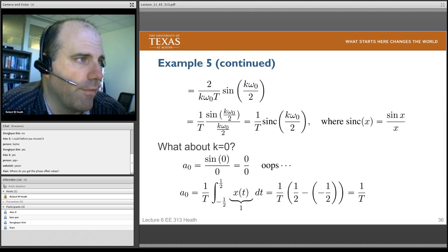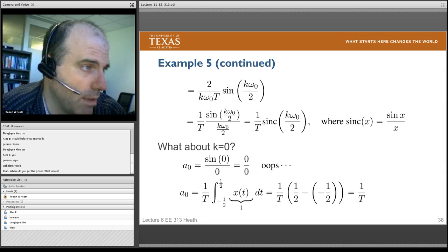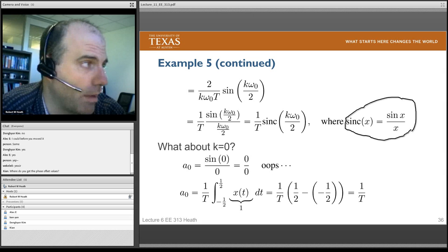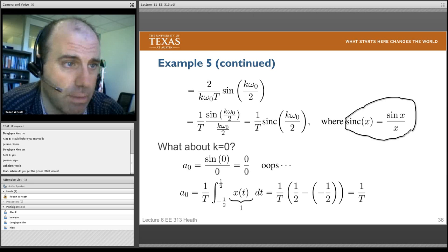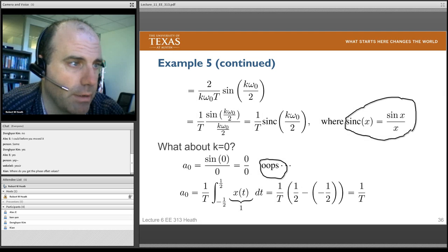Now, I can further write this as a function of sine of k omega naught over 2, divided by k omega naught over 2. And you might think, why are we doing this? But that function is very common in signal processing. It actually has its own name. It's called the sinc function, S-I-N-C, sinc. The sinc function is the name of sine of x over x. And so I can rewrite that as 1 over T sinc of k omega naught over 2.